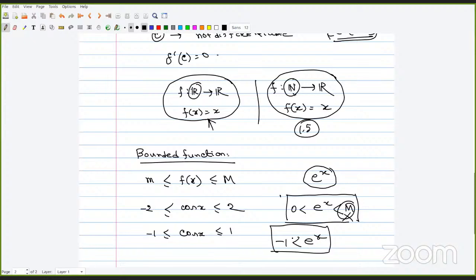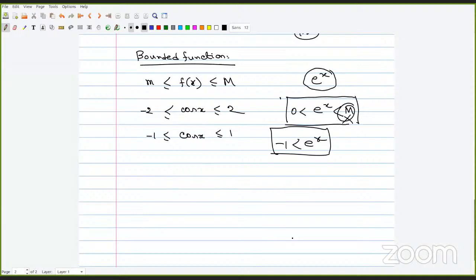Okay, sir. It's the sandwich principle, sir. So I am coming to that. Can you give me an example of a bounded function other than this sine and cos?